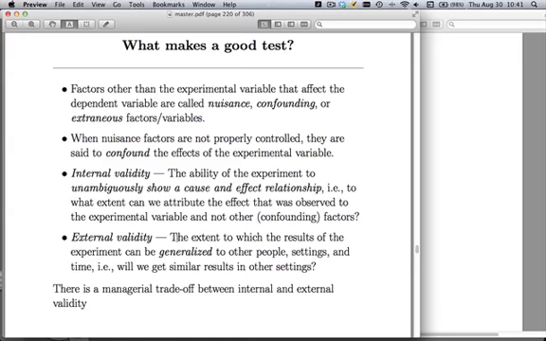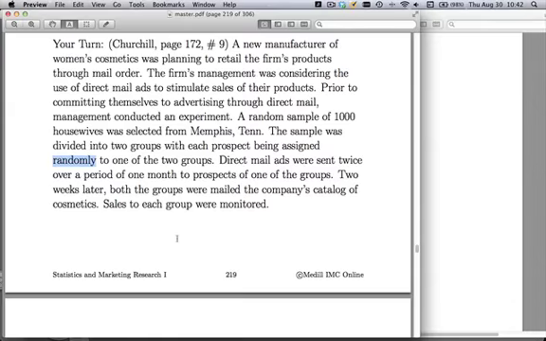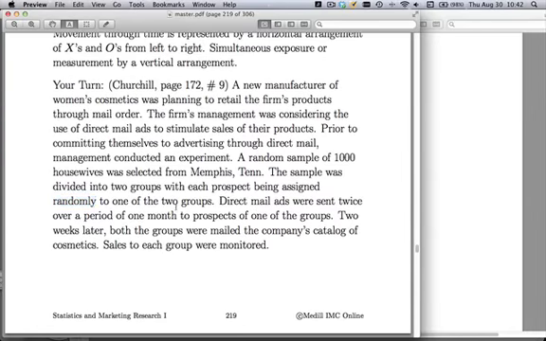Now let's think a little bit about internal and external validity on this Memphis Housewives example. So the question is, is this a good test? We want to evaluate this test using both internal and external validity as criteria. So is this an internally valid test, and is this an externally valid test? Let's have this discussion in class. All right, good, thank you.